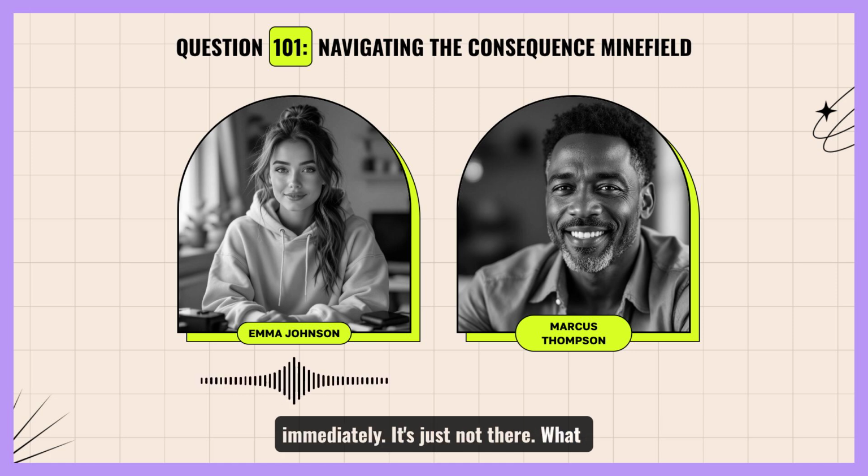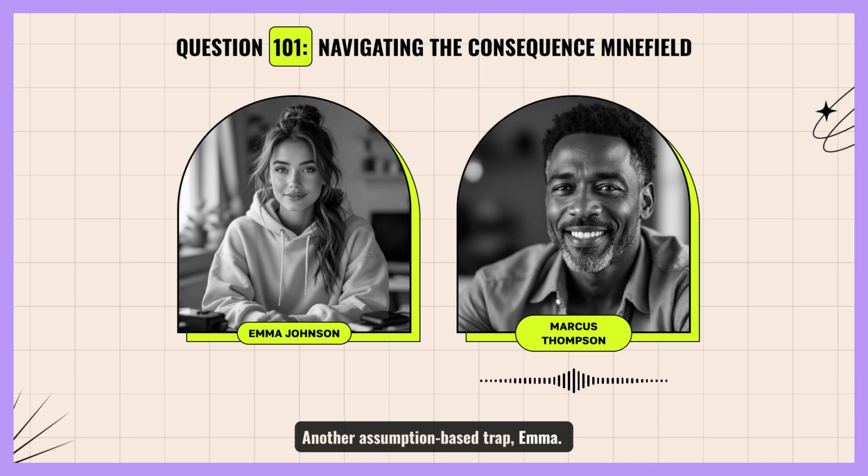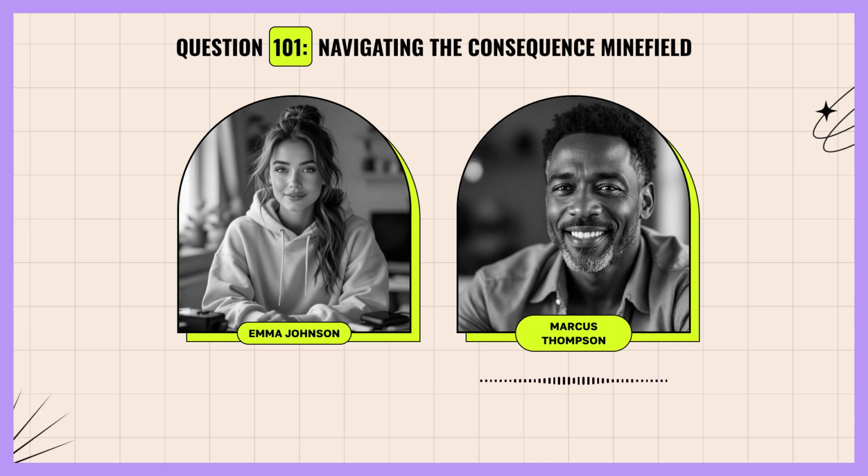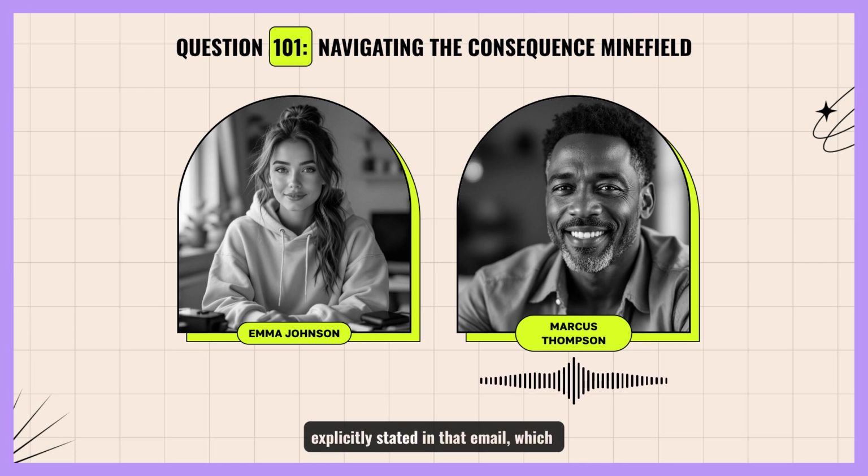It's just not there. What about option B? They will lose access to campus buildings. Another assumption-based trap, Emma. Parking does not equal building access. It's ETS testing your ability to separate related but distinct concepts. Parking policies don't automatically affect campus access, unless it's explicitly stated in that email, which it isn't. So no textual support. Eliminate that one too. And then option C, they will be required to purchase a new vehicle. I mean, Emma, that one is intentionally absurd, right? But some students under pressure still choose it. It just goes to show how quickly people can misread.